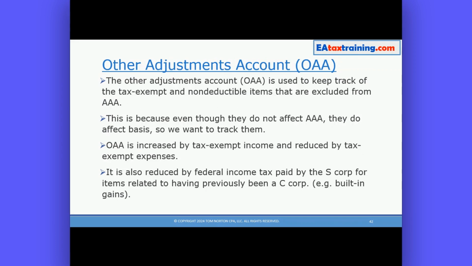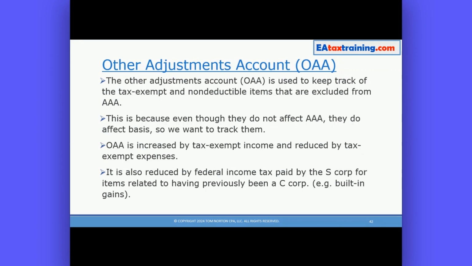So the other adjustments account, this is what happens to those non-taxable income items. The other adjustments account keeps track of tax-exempt and non-deductible items that are not included in AAA. Even though they don't affect AAA, we still want to track them because they do affect basis. Remember when we were talking about stock basis, it was affected by tax-exempt income and by non-deductible expenses. So we still want to track all of those, and we do that in this other adjustments account.